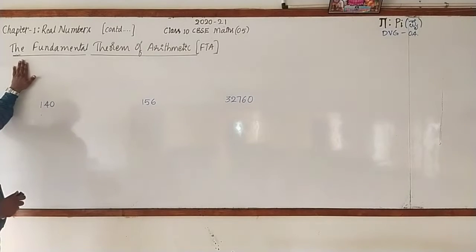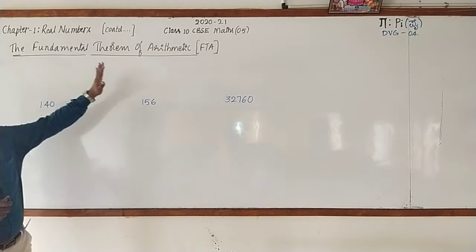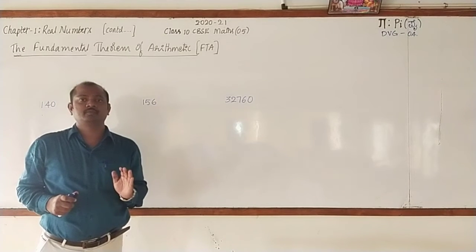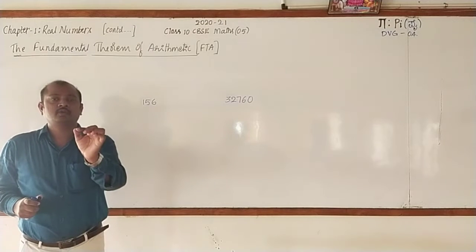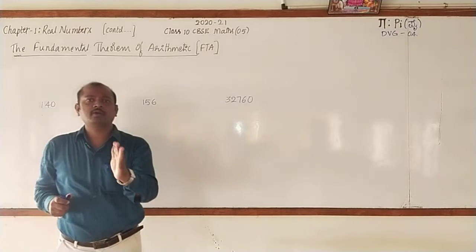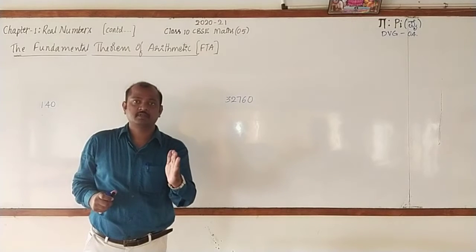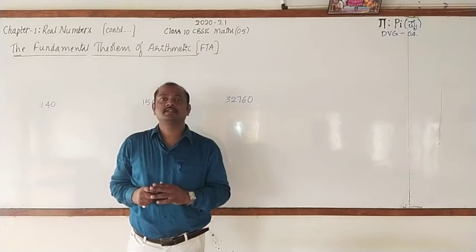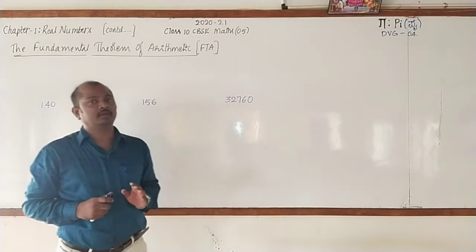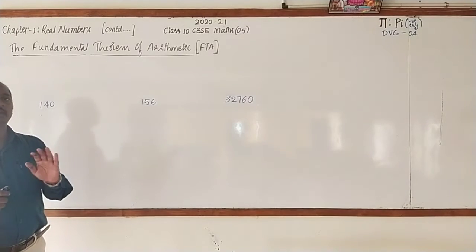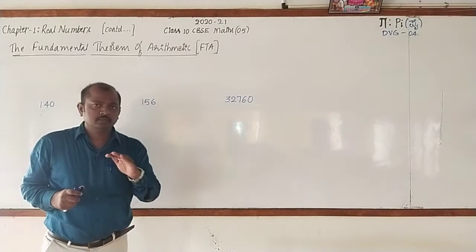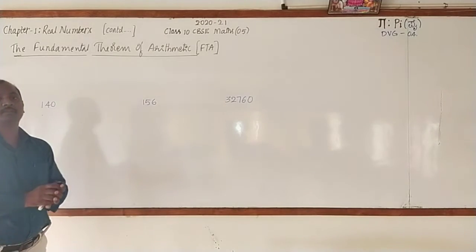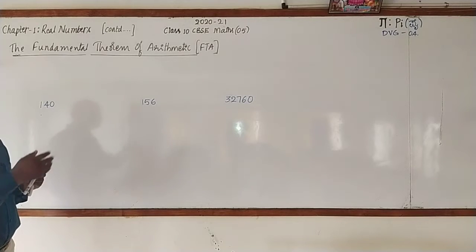Observe it. Here, next one is the fundamental theorem of arithmetic. It has already been stated in the beginning class only. Once again, according to this statement, every composite number can be expressed as the product of its prime factors, and this prime factorization is unique apart from the order in which the prime factors occur. This is the statement. Now, in today's class, we are focusing on some of the applications of the fundamental theorem of arithmetic. So now, let us go through one by one.